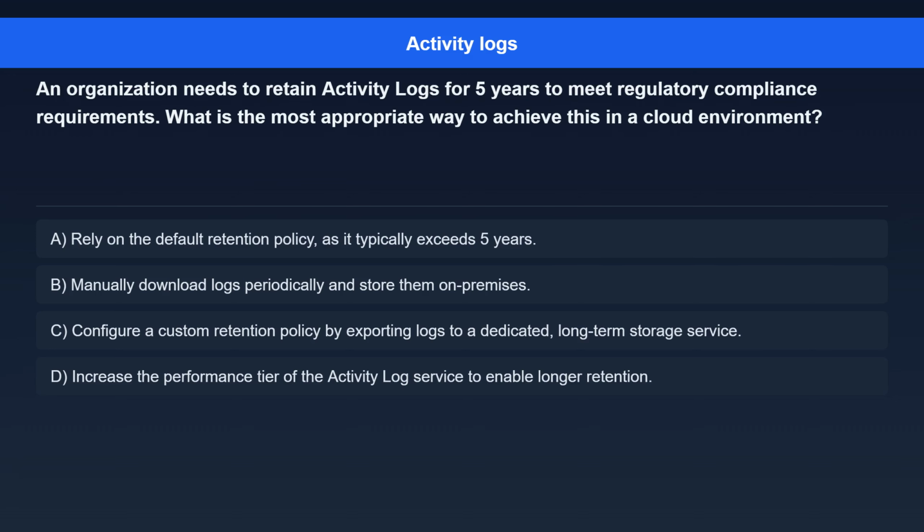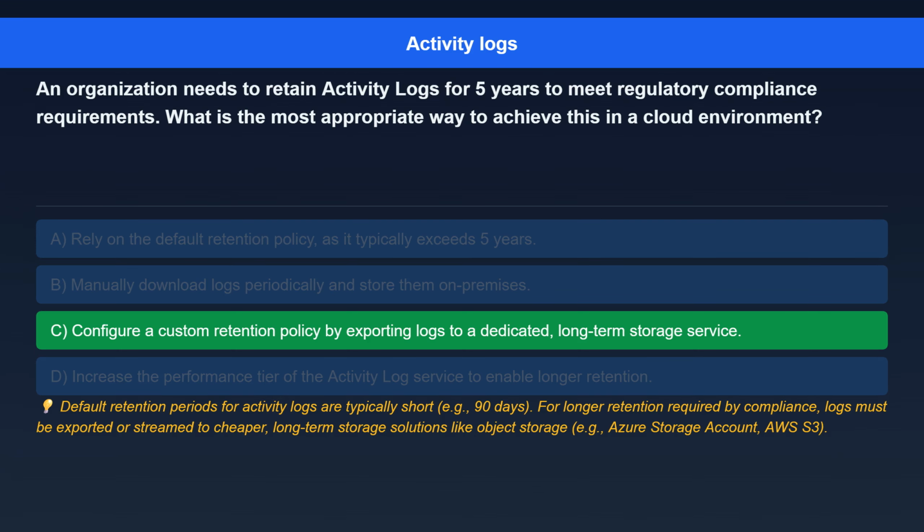Question 2. An organization needs to retain activity logs for 5 years to meet regulatory compliance requirements. What is the most appropriate way to achieve this in a cloud environment? Option A. Rely on the default retention policy, as it typically exceeds 5 years. Option B. Manually download logs periodically and store them on premises. Option C. Configure a custom retention policy by exporting logs to a dedicated, long-term storage service. Option D. Increase the performance tier of the activity log service to enable longer retention.